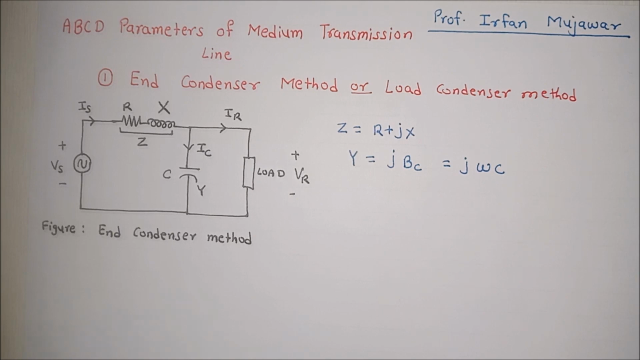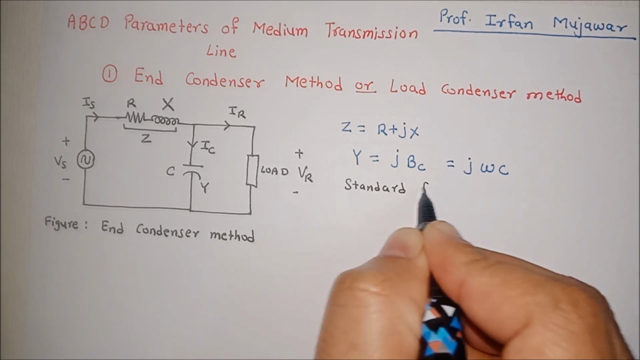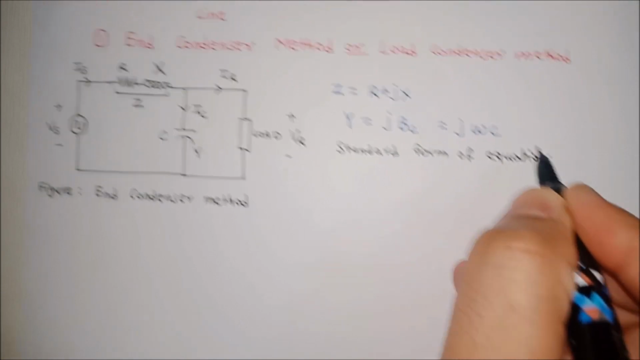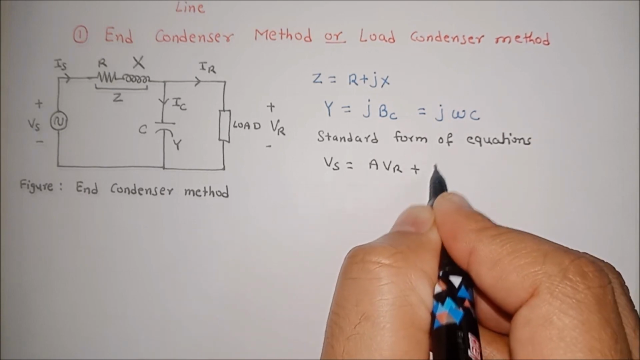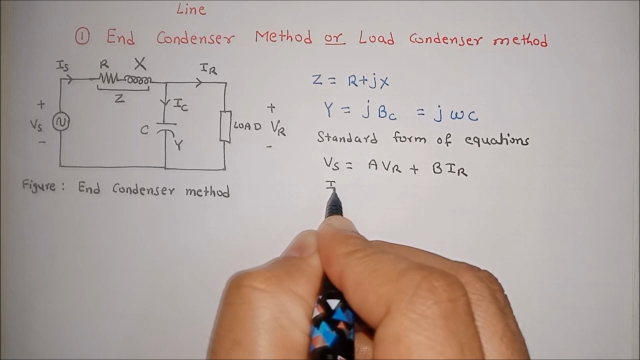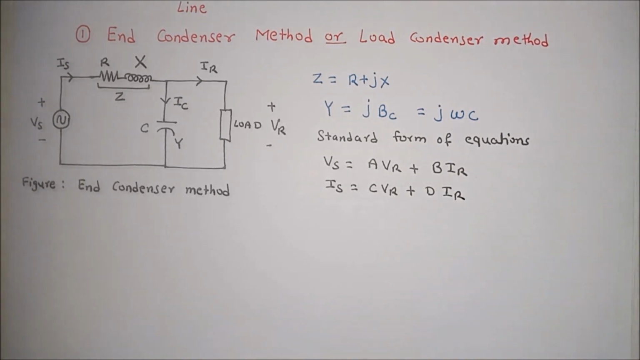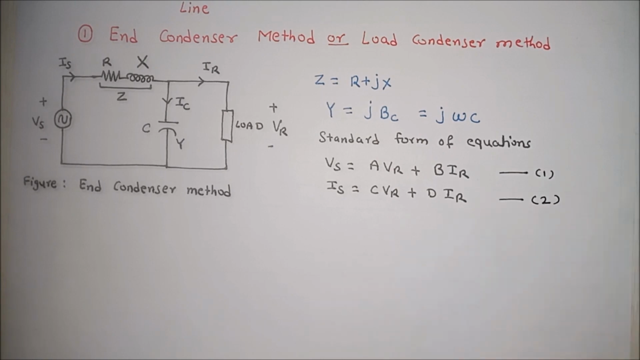Now we need to arrange the equation in standard form. So what is the standard form of equation? The standard form of Vs and Is is given by: Vs equal to A VR plus B IR, Is equal to C VR plus D IR. So we need to express Vs and Is in terms of VR and IR, and compare with this standard equation to get the values of ABCD. So this is equation 1, this is equation 2.